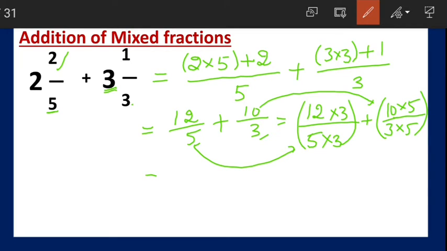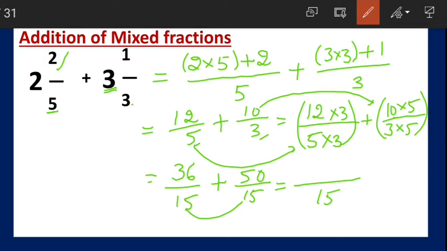Okay. So first one becomes 36 by 15 plus 50 by 15. So both denominators are the same, so we get the same 15. So 36 plus 50, that is nothing but 86 by 15.